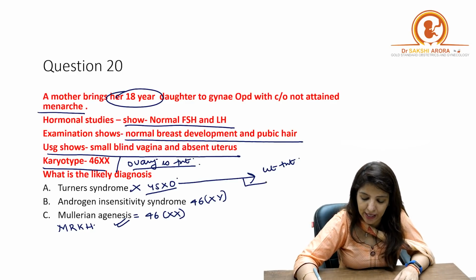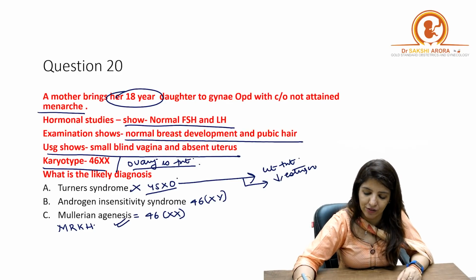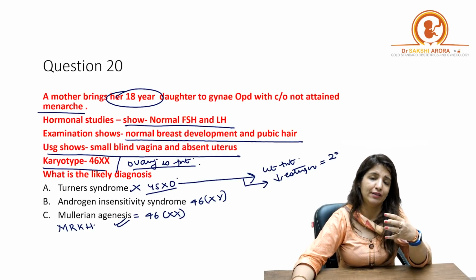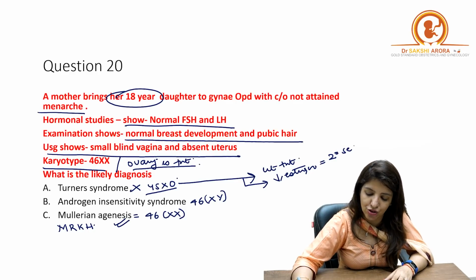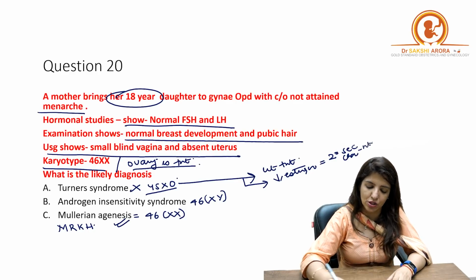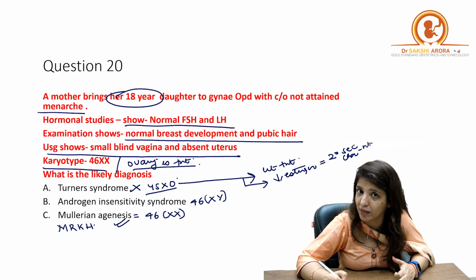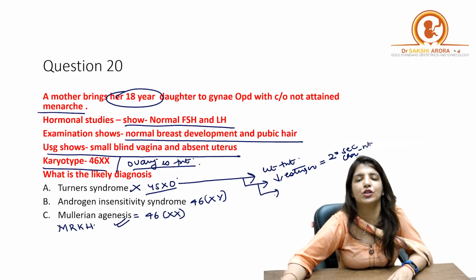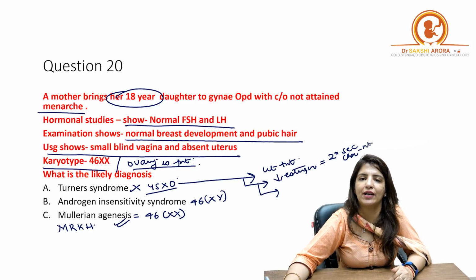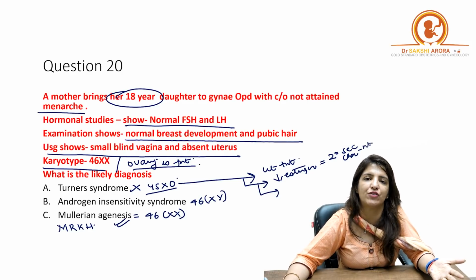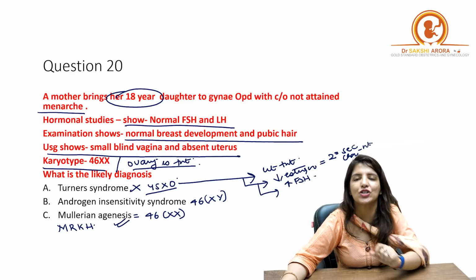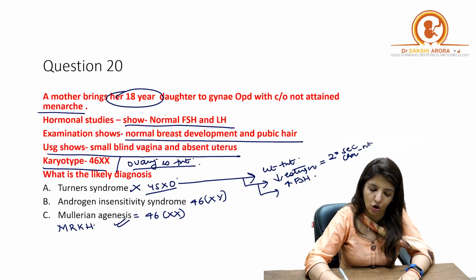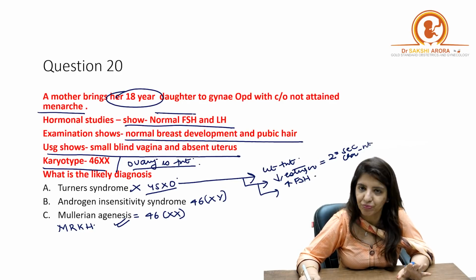Number 2, in case of Turner's syndrome, the levels of estrogen are less, because the gonads, that is the ovaries, are not functioning properly. They are streak gonads. So secondary sexual characteristics should be absent, whereas the question was saying normal breast development. Third thing, because the levels of estrogen are less, the negative feedback on FSH is no longer there. So the levels of FSH should have been raised. Here the question is saying the levels of FSH are normal. So we are ruling out Turner's syndrome, right?